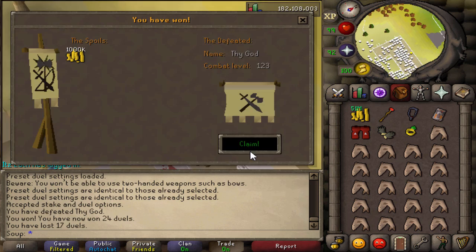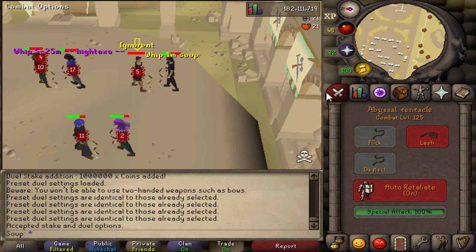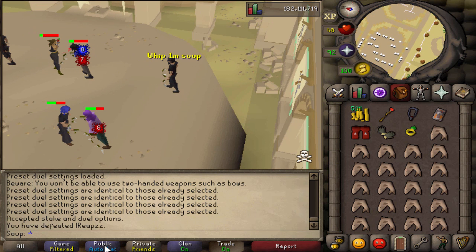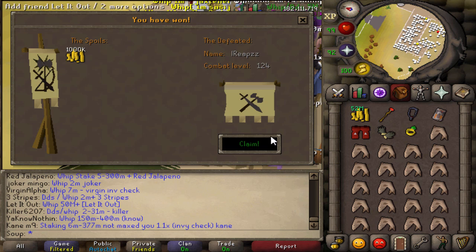I think that max combat staking with a tentacle whip, as long as you pay attention to the rules that are set, is always going to be 50-50 no matter what. The only things you really have to pay attention for are getting scammed and making sure that you put up the right amount of cash.